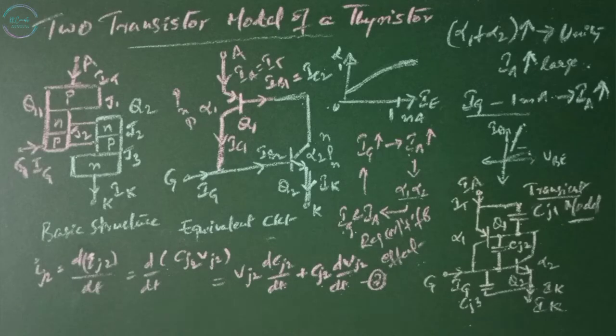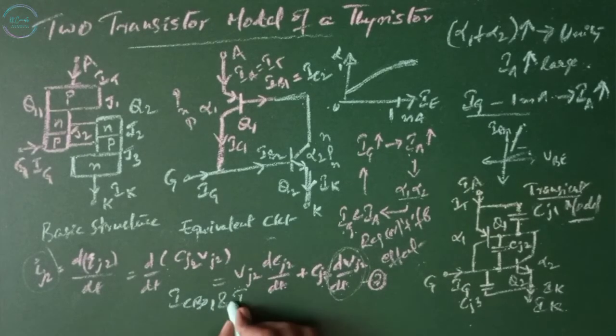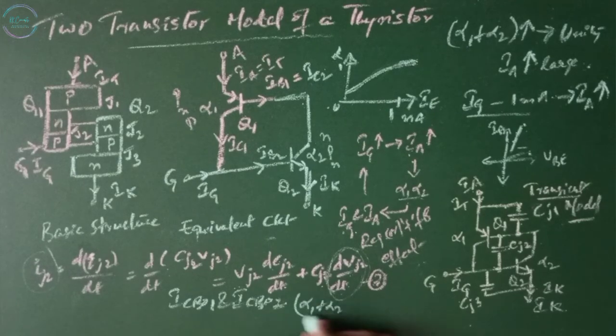If the rate of rise of voltage dV by dt is large, then IJ2 will be large, and this will result in an increase of leakage currents ICBO1 and ICBO2. According to equation number 6, a high enough value of ICBO1 and ICBO2 may cause alpha 1 plus alpha 2 to tend to unity and results in undesirable turn-on of the thyristor. However, a large current through the junction capacitor may also damage the device.